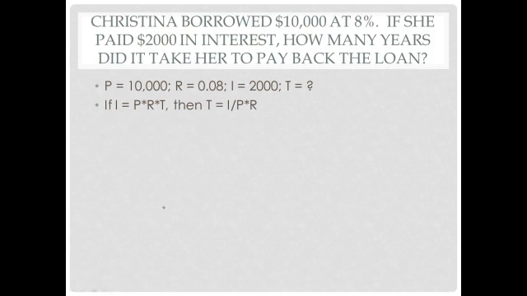Christina borrowed $10,000 at 8%. If she paid $2,000 in interest, how many years did it take her to pay the loan back? This time my principal amount is $10,000. The interest rate is 8%, so that's the same thing as 0.08. And this time the problem gives us that she gained $2,000 in interest, and we're looking for the time.